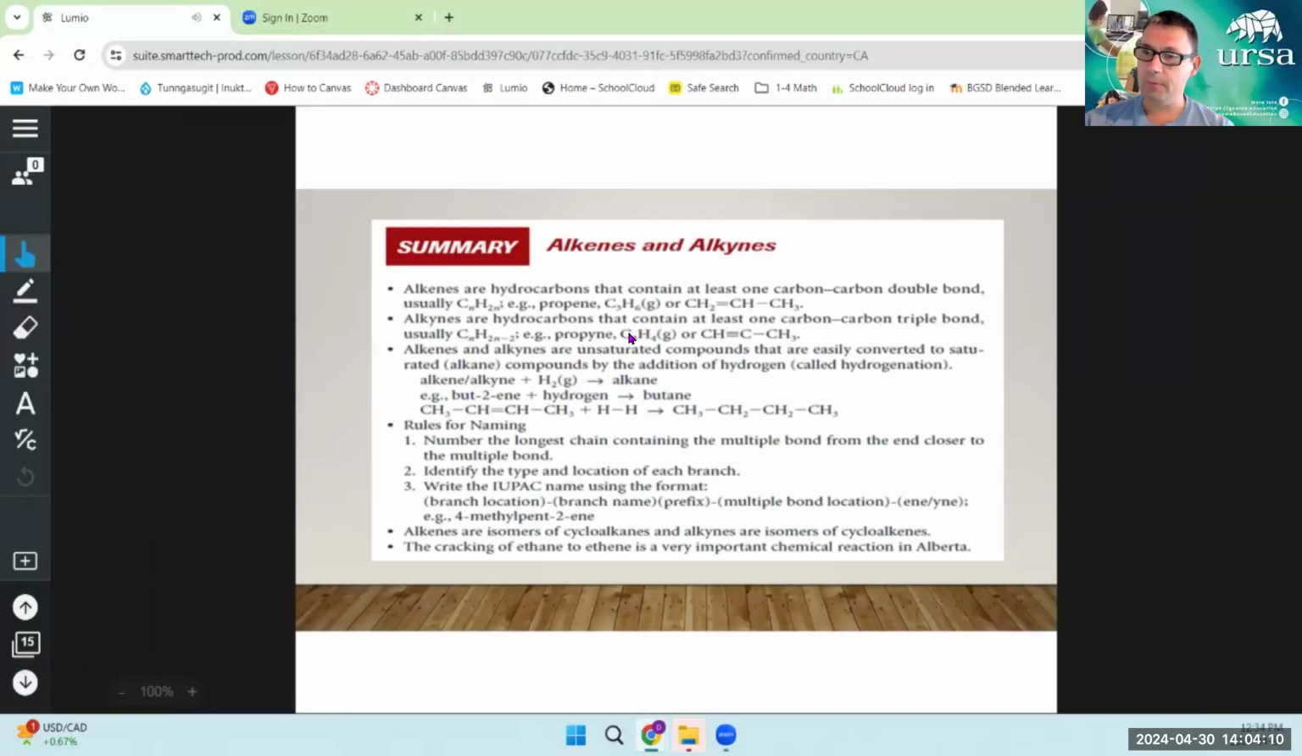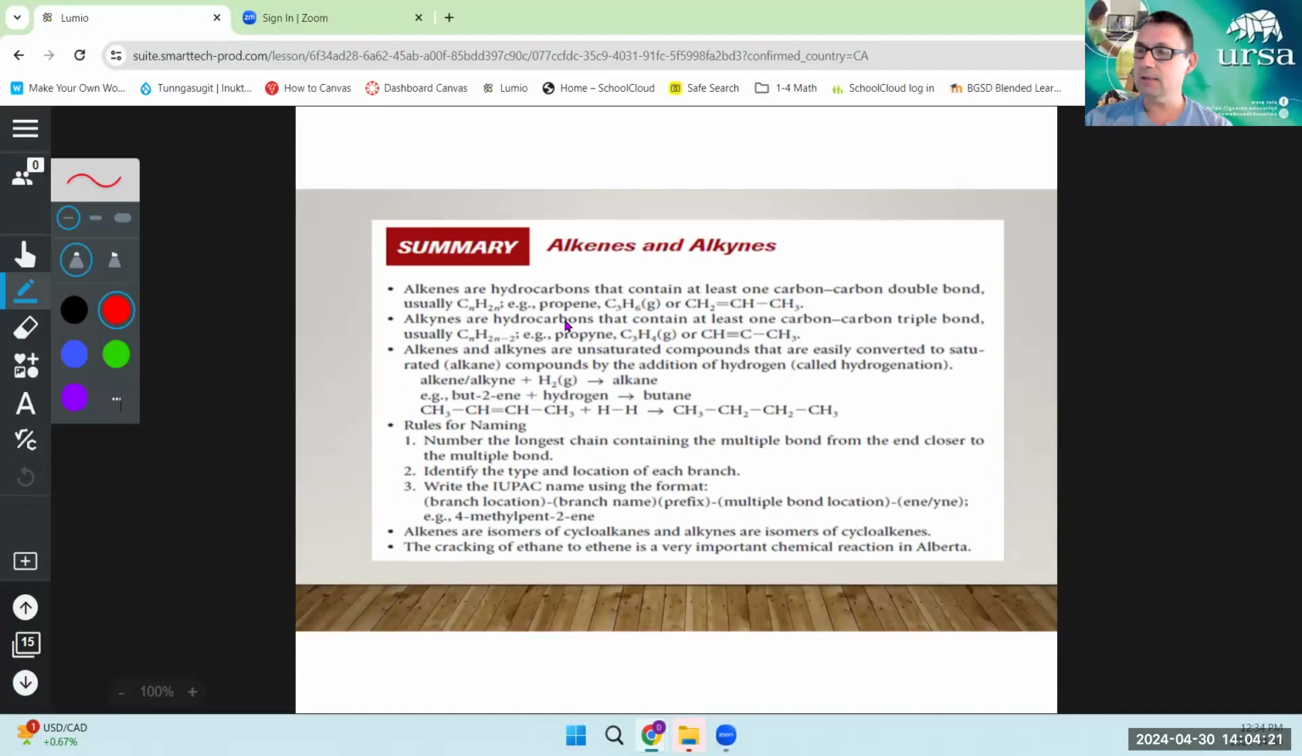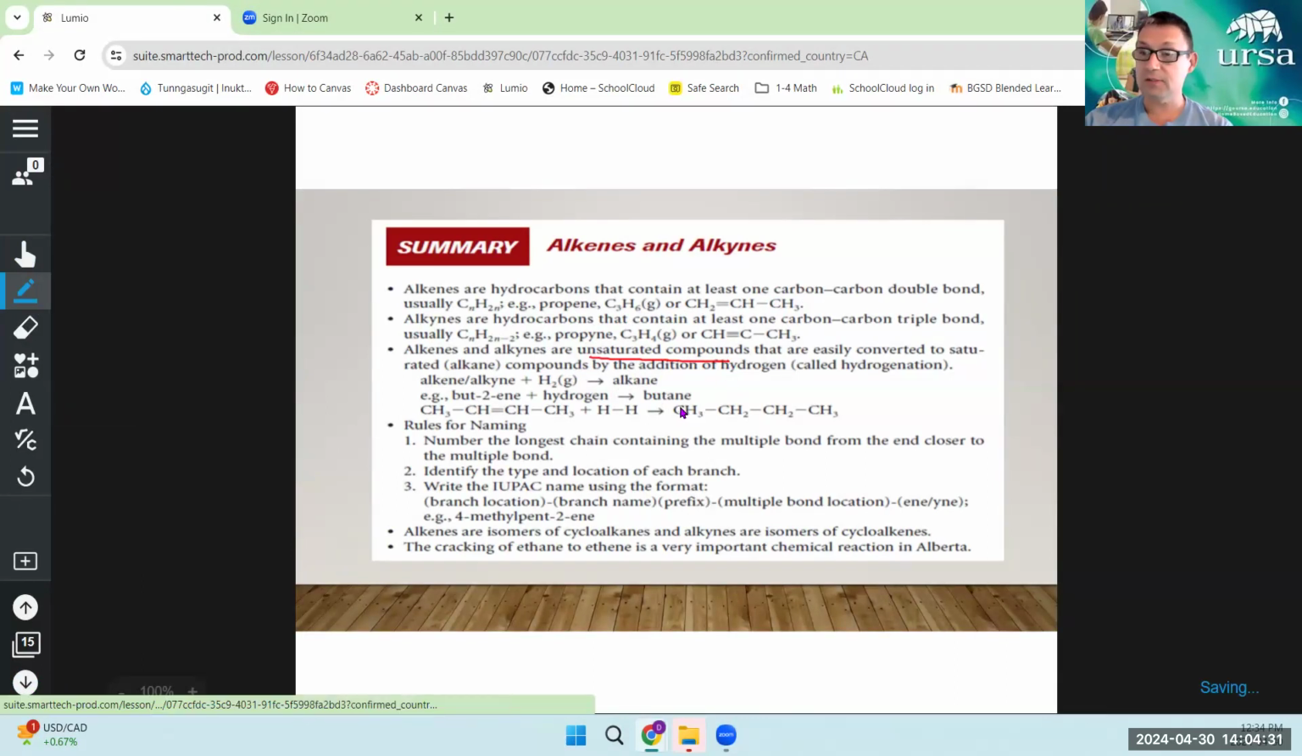So again, that's how we name alkynes. The big thing with alkynes and alkenes is that they have multiple bonds. Alkenes have at least 1 carbon-to-carbon double bond. An alkyne has at least 1 carbon-to-carbon triple bond. They're unsaturated, meaning they could contain more hydrogen. To convert them to saturated, you can have addition reactions, adding hydrogen. An alkene can be reduced down accordingly.